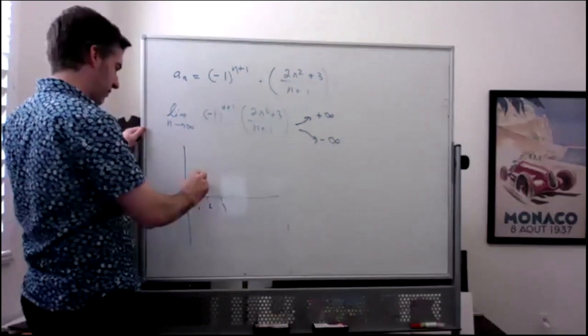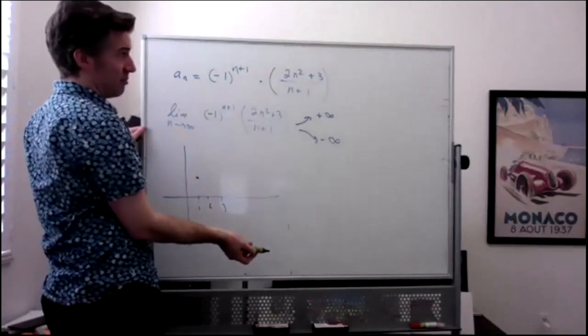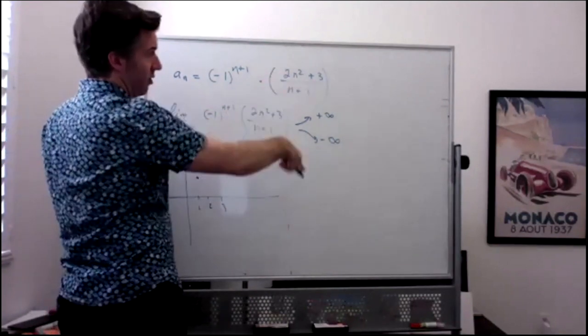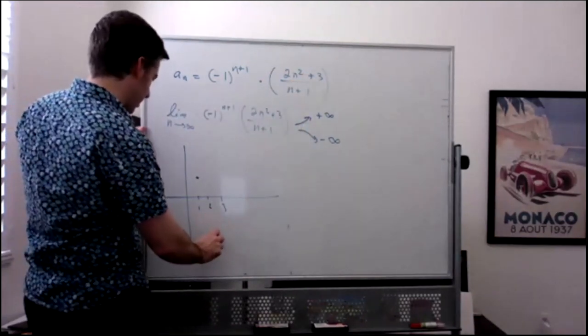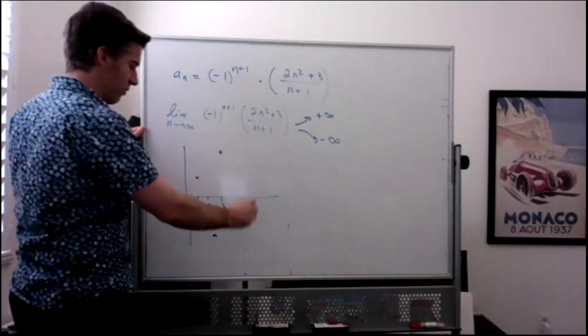Right, so I get like 5/2. And then when I plug in 2, I'm getting something bigger. Right, I'm getting 2 times 4, which is 8 plus 3 is 11 over 3. And then when I plug in 3, I get something even bigger. And then 4 is something even bigger.